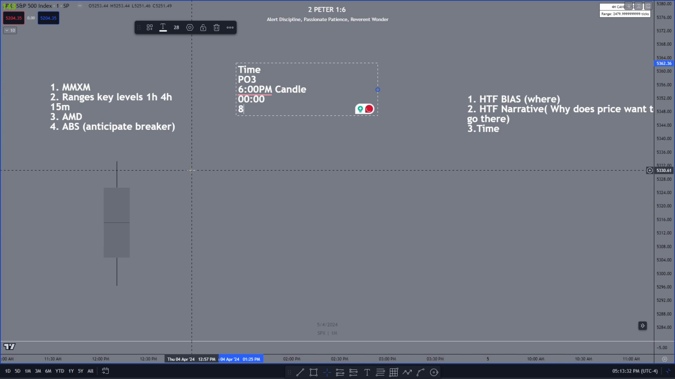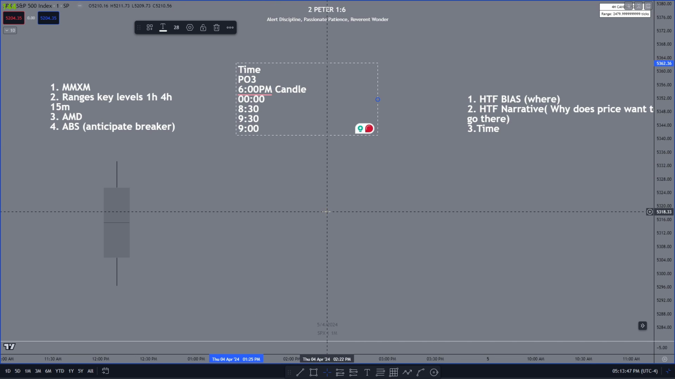You have, of course, your classic midnight open, right? Then you have your 8:30 kill zone open. You have your 9:30 equities open. You have your 9 o'clock candle, right? Because that is the 1 hour candle. You have your 10 o'clock candle, the new 4 hour open, right? So a new 4 hour candle, you want to mark out 10 o'clock.